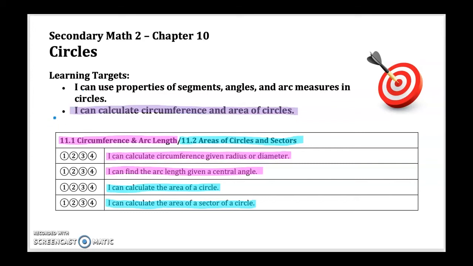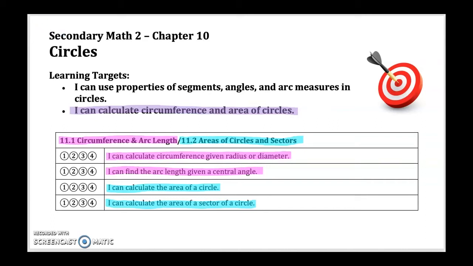Hey guys, so this time we are going through material that is from the second target. I can calculate circumference and area of circles. So here are our success criteria this time, and I know this is from chapter 11, but it was still about circles, so it fits right in here with chapter 10 really well.